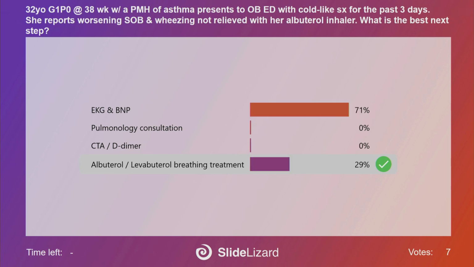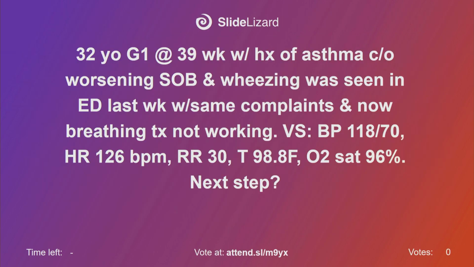So for this situation, it seems like she's having an asthma exacerbation, so it would be a nebulizer treatment, but this could also be one of those situations where you have to evaluate for cardiac issue as well. But for an acute situation with asthma exacerbation, we would do a nebulizer treatment, and then the next case kind of piggybacks off of this one.